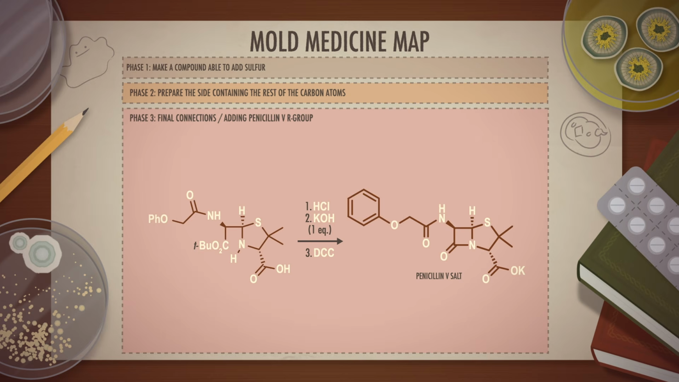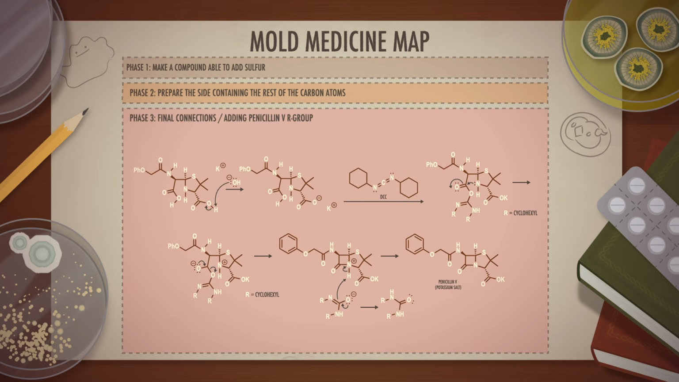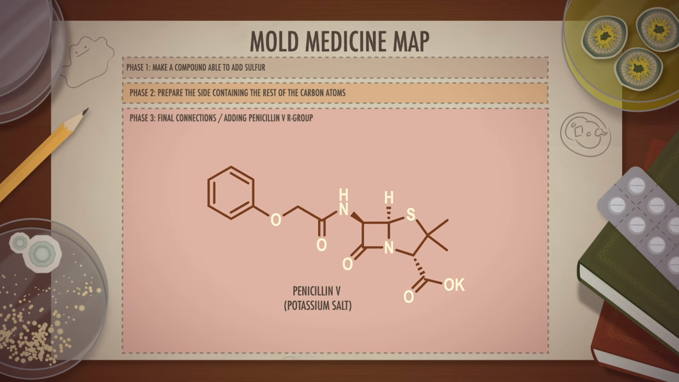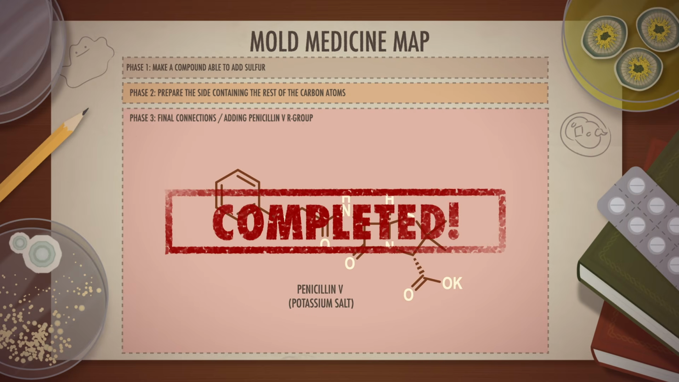In fact, DCC will help link up almost any carboxylic acid and amine. They made a salt of one of the carboxylic acids and reacted the other one with DCC. This set up the carboxylic acid for a quick acyl substitution and formed the 4-membered beta-lactam ring. With that, John C. Sheehan's research team completed the first chemical synthesis of penicillin V.